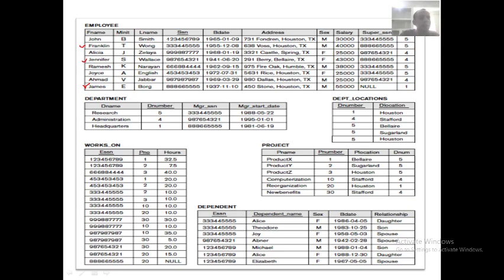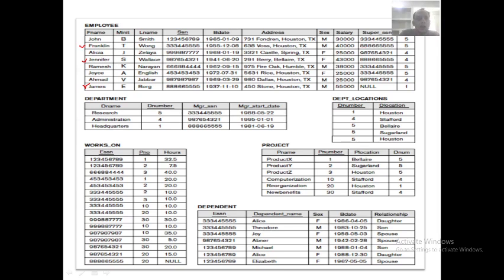Now if you take John Smith, who is his supervisor? His supervisor is this person, 33344. Who is that 33344? This. So John is working under Franklin. Franklin supervises John. Got it?